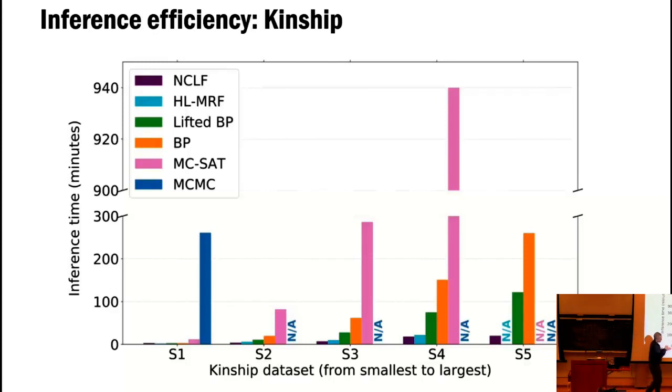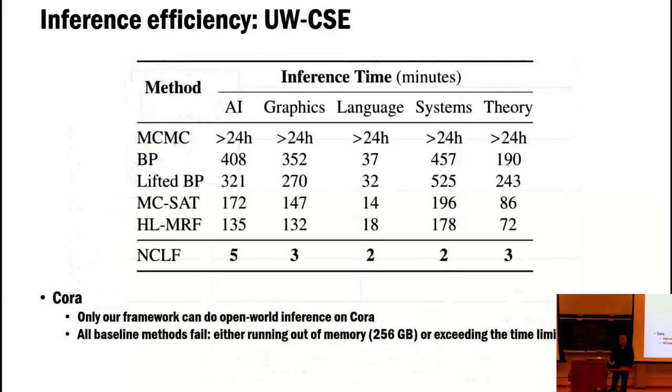For different versions of Kinship, as you increase the number of entities, the inference problem becomes larger and larger, and all these other methods can no longer finish. But the graph neural net is able to finish within a small amount of time and produce very accurate results. This is a more refined number. Actually, the graph neural net can finish UW-CSE in just minutes. For MCMC and other approaches, it takes one or two orders of magnitude more time to finish the inference.